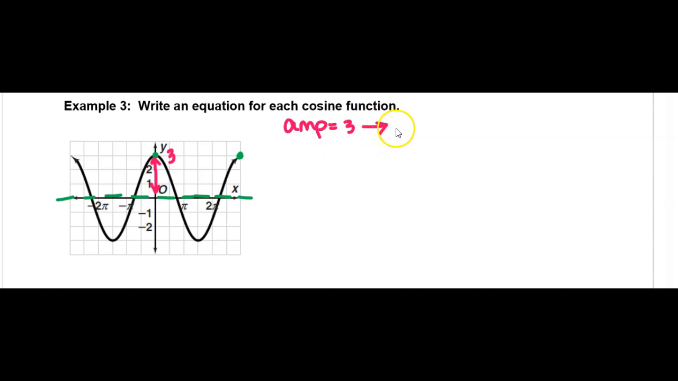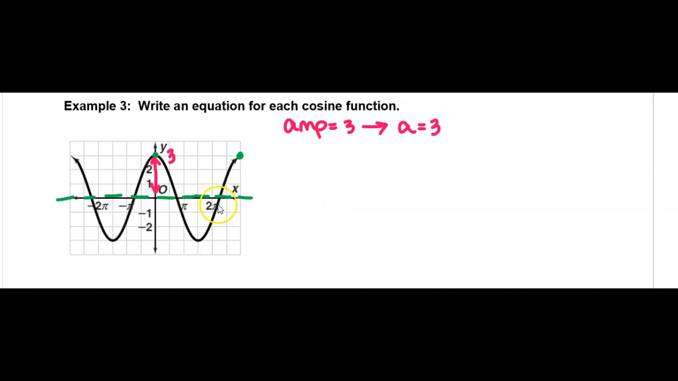So what does that give us for our A value? Is it going to be 3 or negative 3? Well, since we're starting with a maximum to a maximum, we're going to go with a positive 3. If we were going from a minimum to a minimum, if this was a hill here, then I would have done a negative 3.